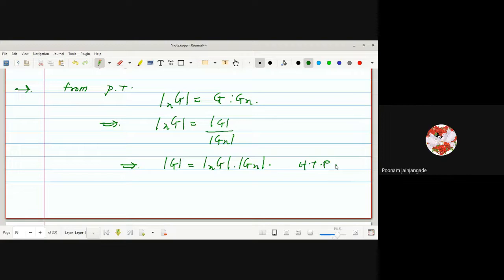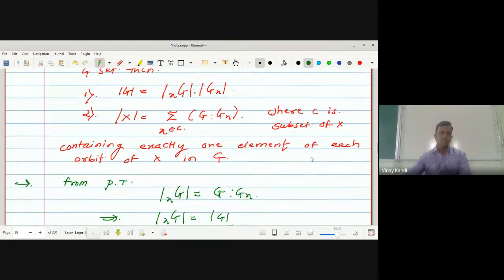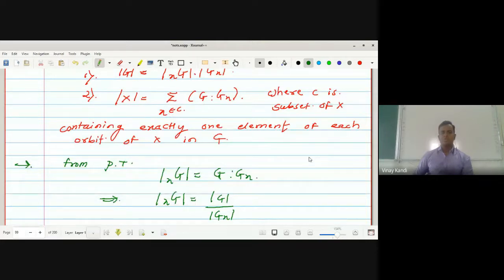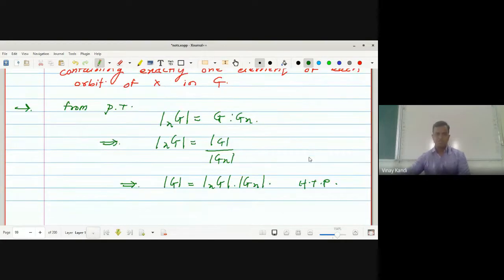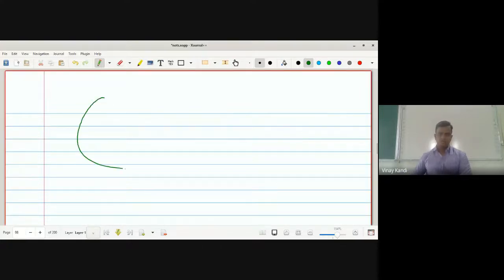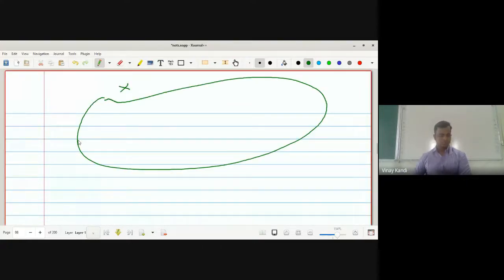Now the second one. The order of X is equal to the summation over x belonging to C of the index of G_x in G, where C is the subset of X containing exactly one element of each orbit of X in G. Let's see. Suppose this is the set X. This is the first orbit, containing x1, and this is the second orbit, containing x2.